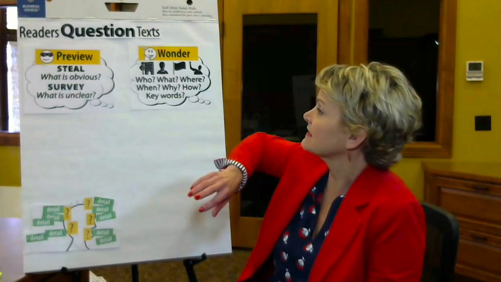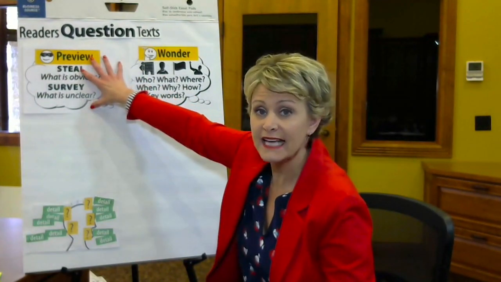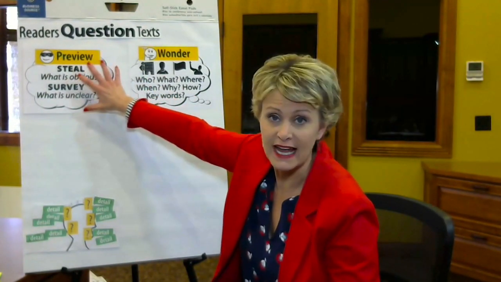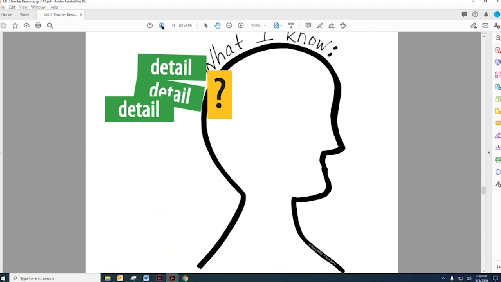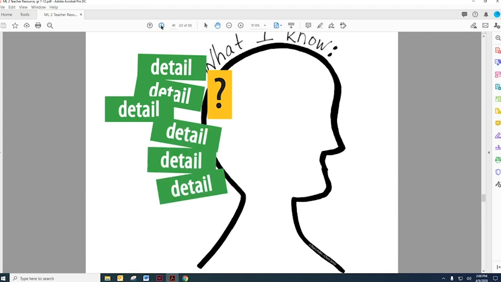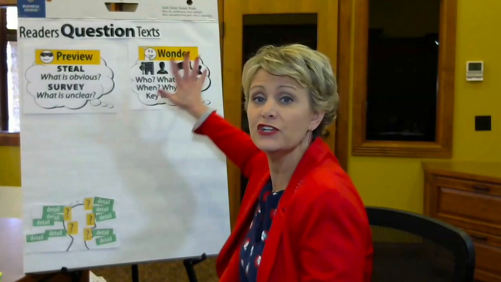Okay, watch this. We preview the text and we generate questions, right? From looking at text features, we generate questions. So this image here on your screen, we looked at those text details, text features, and we got this question. Then we actually started to read. And this lesson is about, hey, as you start to read, hopefully you'll also generate more new questions. Yes, that's what we want.